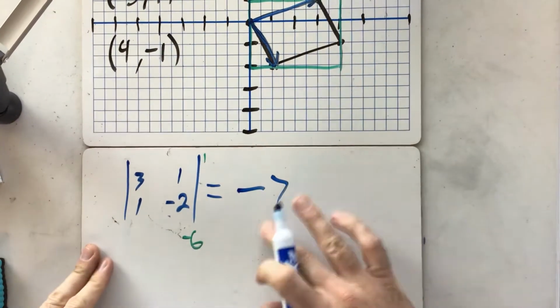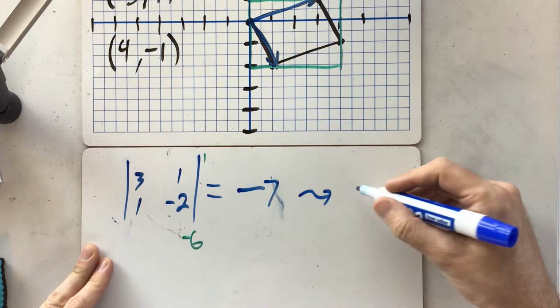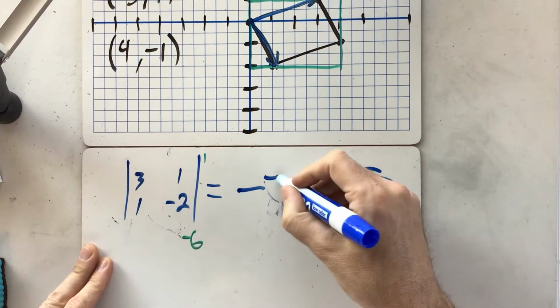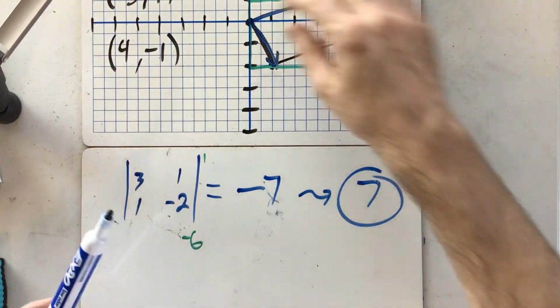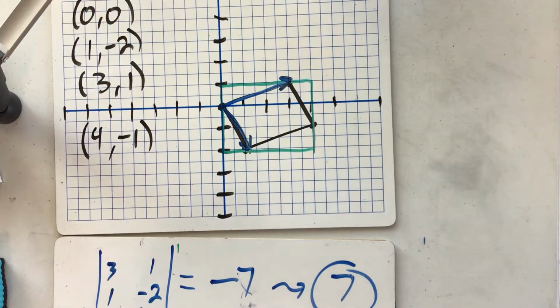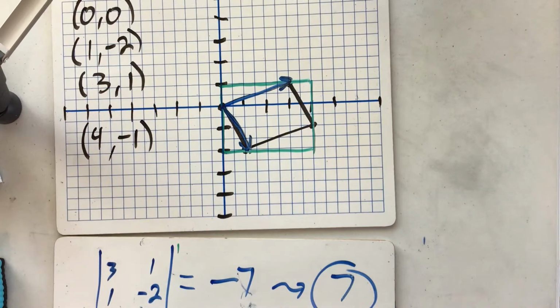Okay, well, areas can't be negative, so that means our area is positive 7. That looks like an area. Negative 7, and so our area is positive 7. So all we need to do is think of the two edges of that rectangle as vectors, and then find the determinant of those.